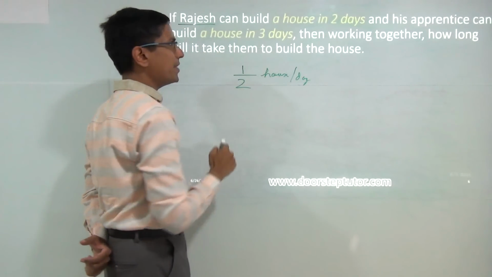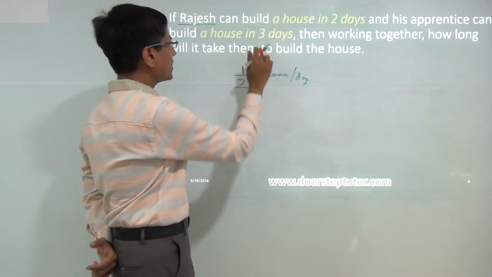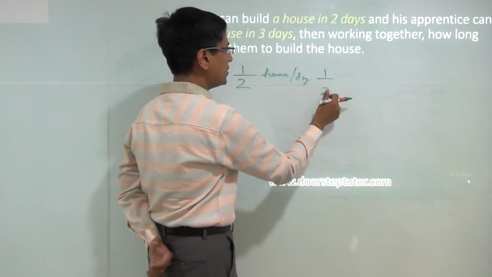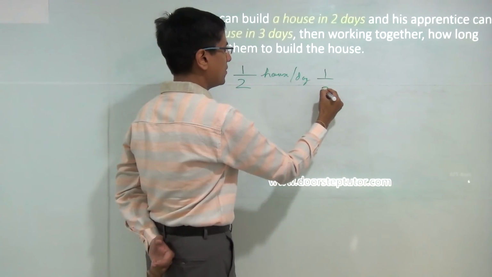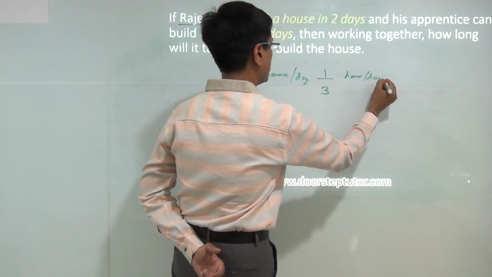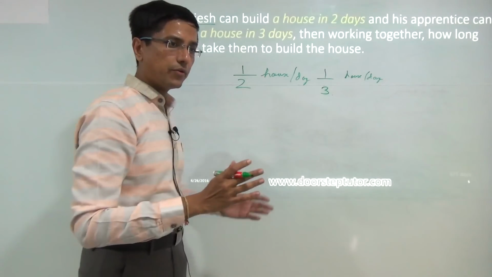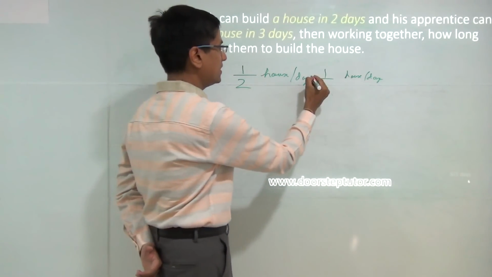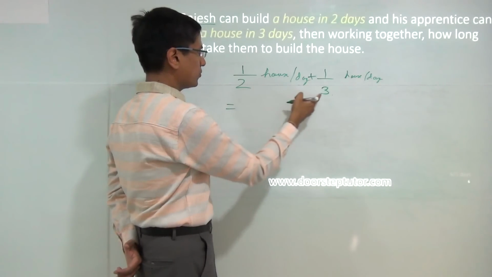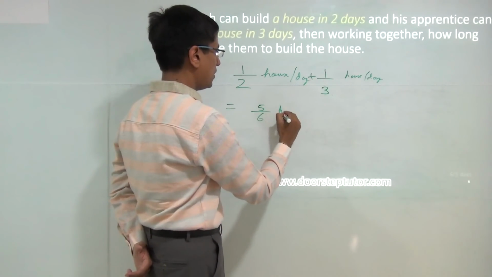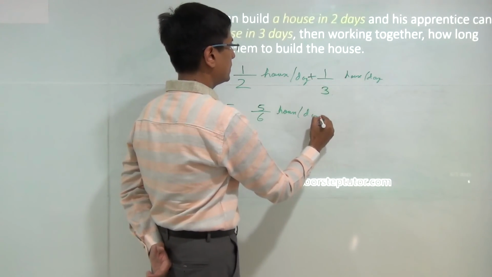And there is this apprentice, a student who can complete the house in 3 days. So what is his rate of work? How much house does he complete in 1 day? 1/3 house per day. So now if they are working together, in 1 day, how much house would be completed? Half plus 1/3. So 3 plus 2 over 6, which is 5/6 house per day.